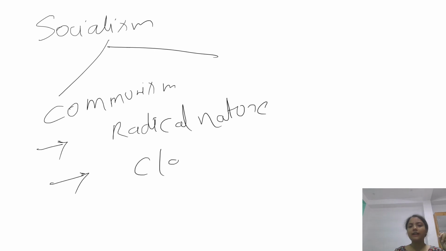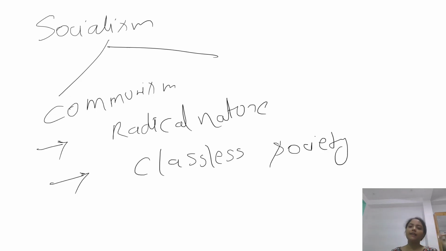It is talking about a classless society. In general socialism, it is not talking about a classless society. It is only talking about the ownership of the material resources being either by the government or community, not by any private individual. But communism is radical in nature. It is talking about revolution, about making the world a classless society.